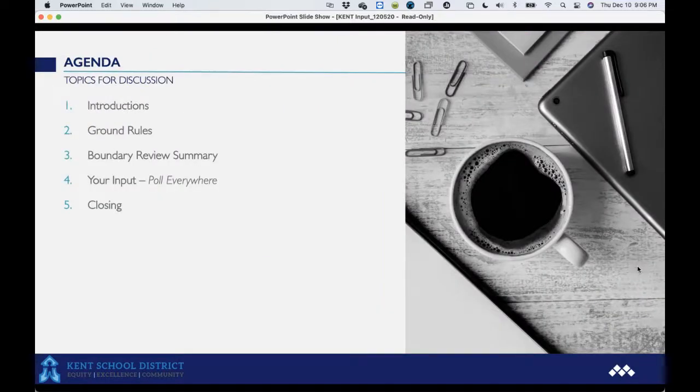So the agenda, of course, we've already done the introductions. We'll have some brief ground rules. We will then have a summary of the interim report, followed by some engagement questions where you will be able to answer questions via your personal computer or your cell phone. We use a software system called Poll Everywhere, and you'll be able not only to answer the questions, but also to see the answers in real time. And then lastly, we'll have a closing.